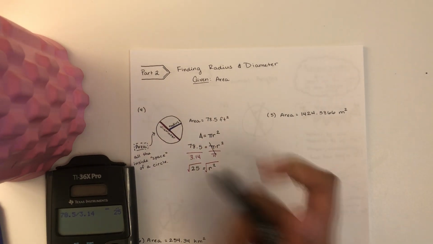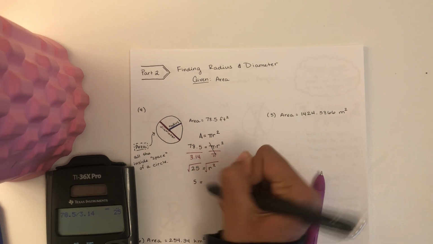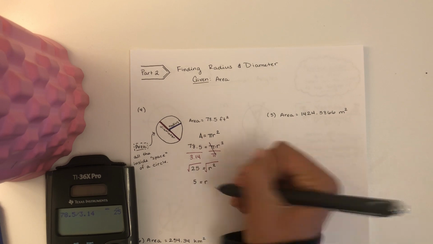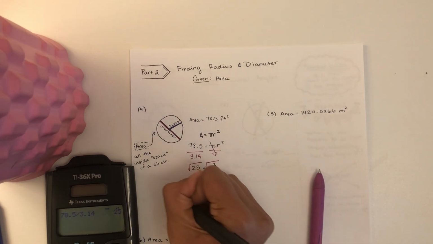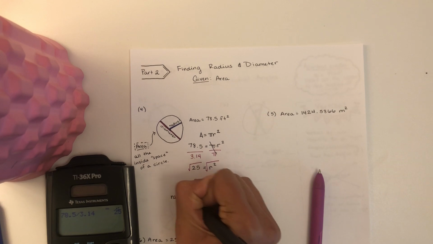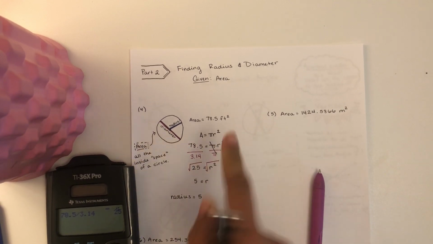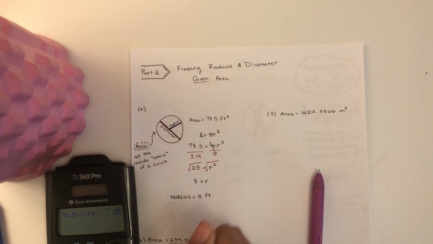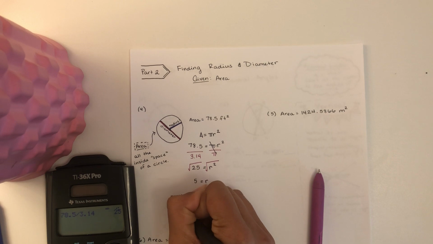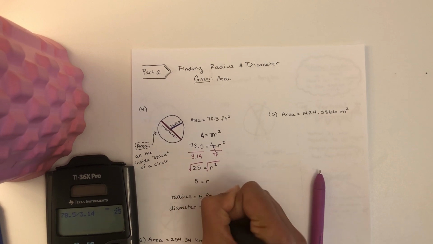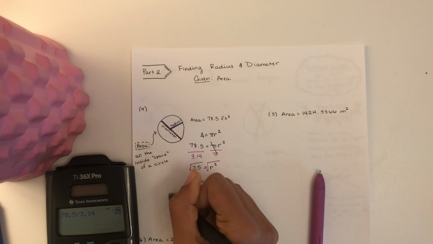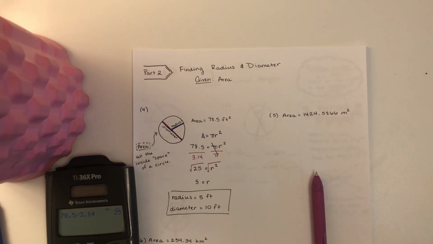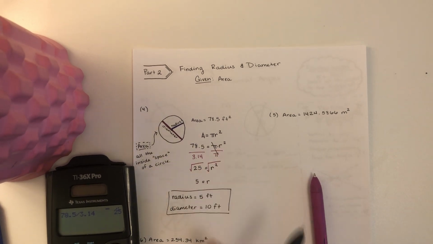Square root both sides. When you do that, you get 5 on the left side, and the square root and the square, they cancel out. You get r. Now, using this, I can say radius is equal to 5, right? R equals 5 feet. And diameter is whatever the radius is times 2. Not too bad. Kind of the same thing as part 1, just a different formula and a different last step.